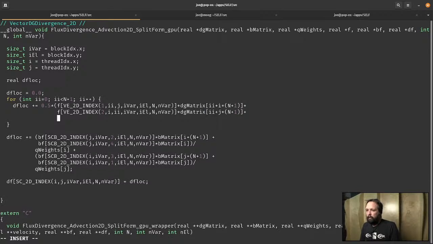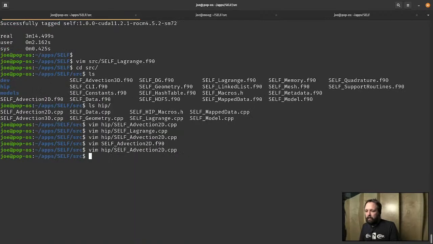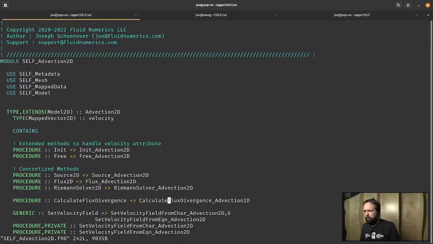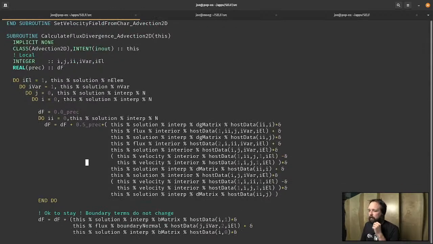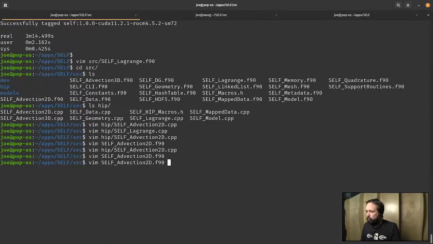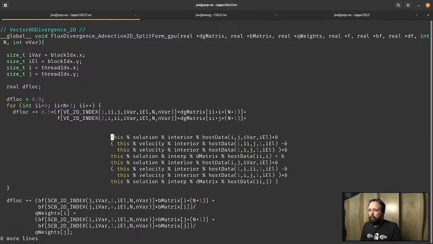Now we need to add the split form down below. And I'm going to cheat, if you call it cheating, I suppose. Advection 2D, Flux Divergence. Okay, what I'm going to do is copy this stuff here, 1, 2, 3, 4, 5, 6, 7, and drop it in. And here's where we get to cheat a little bit.